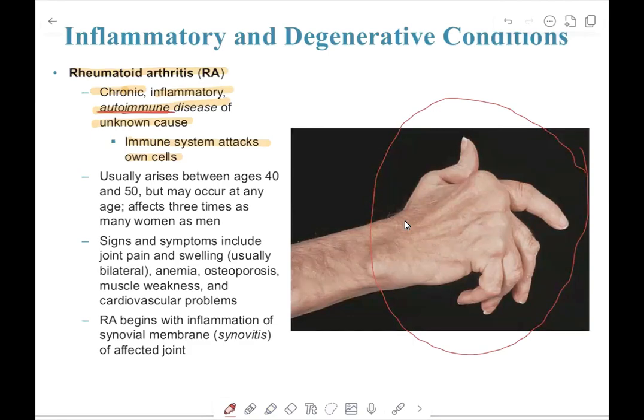But it usually arises between age 40 and 50, and is more common in women than men. Signs and symptoms include joint pain, swelling, anemia, so that means a low amount of red blood cells, osteoporosis, muscle weakness, and unfortunately some cardiovascular problems. But the rheumatoid arthritis begins with inflammation of the synovial membranes, which is synovitis.